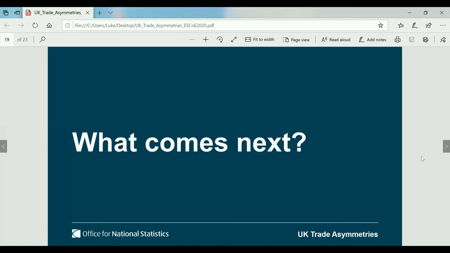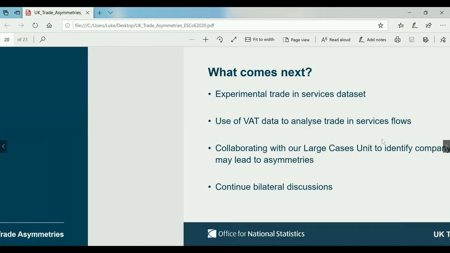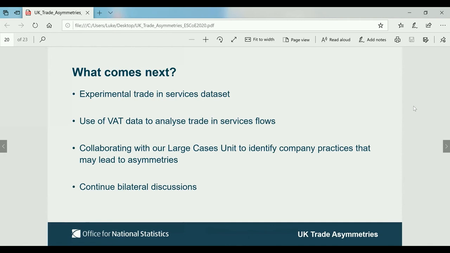Okay, so just to draw the presentation towards a close, I'm going to talk briefly about what comes next for UK trade asymmetries analysis. So a few things. First of all, I'll talk a little bit more about this in just a moment, but we're currently working on what we're calling an experimental trading services data set. This is going to draw quite heavily on work that the OECD and WTO have done previously, looking to reconcile the asymmetries between countries for trade in services at the top level.